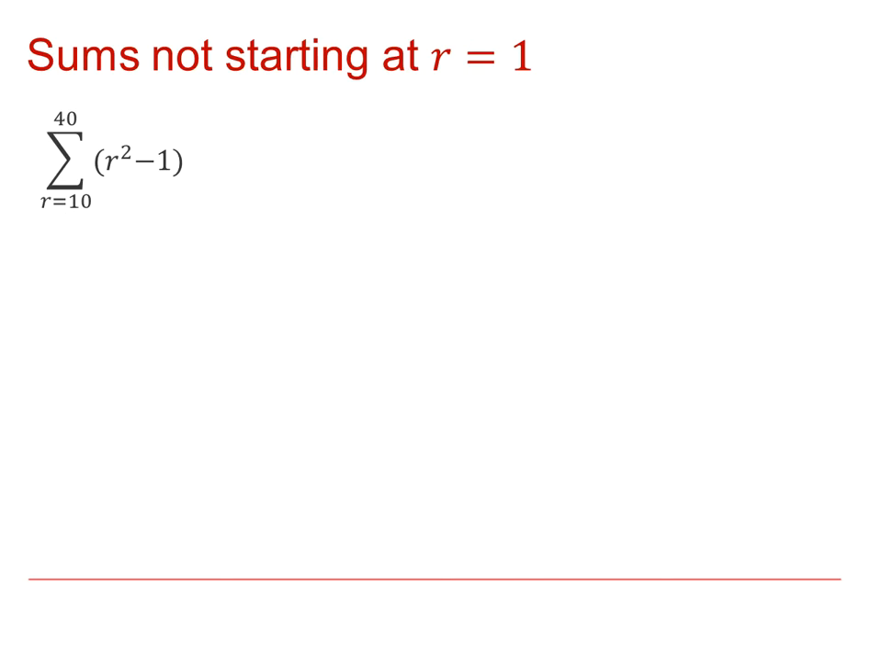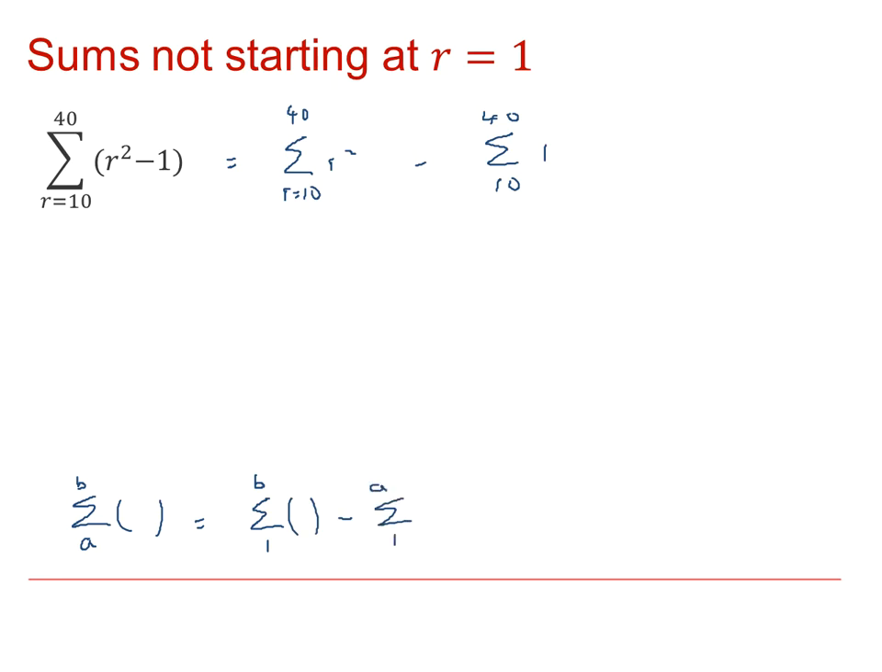Well, sometimes the sums that we're faced with don't actually start at 1. So we need to think about how we can deal with that. So first of all, this one here could be written as the sum from r equals 10 up to 40 of r squared minus the sum from 10 up to 40 of 1. Well, in general, if we've got a sum from A up to B of any expression to calculate, we can think about that as being the sum from 1 up to B and then subtract from it the sum from 1 up to A minus 1.